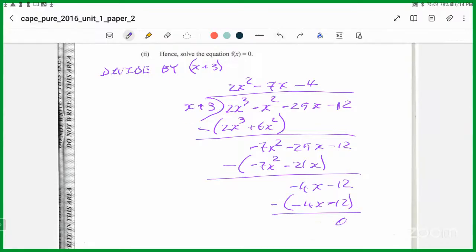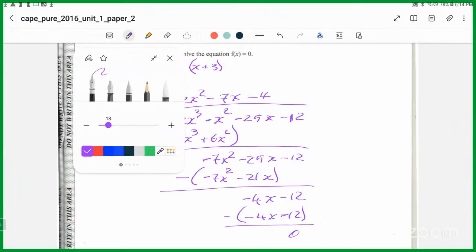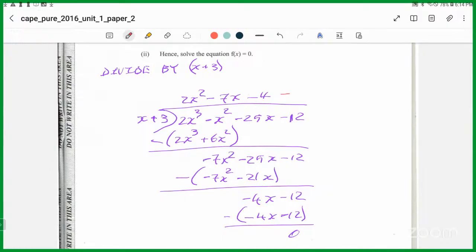And now this up here can be factorized right where it is. Let me shift this over a little bit. This can be factorized right where it is. You can actually do this on exam paper the same way. So you can factorize this right where it is there.